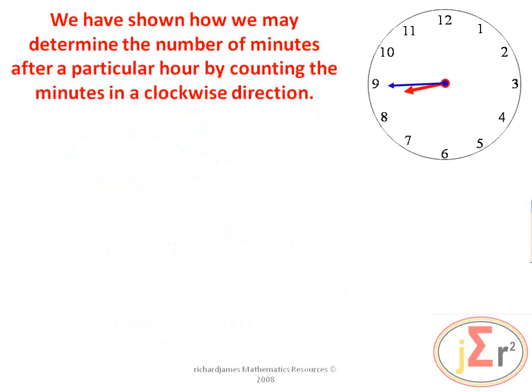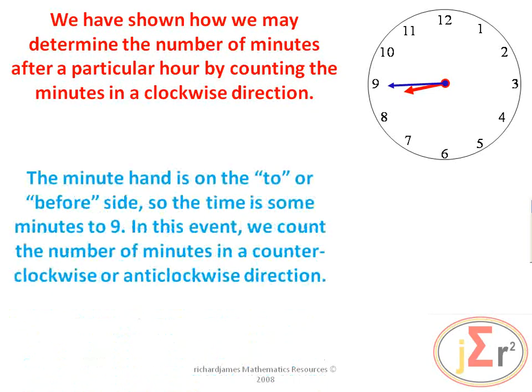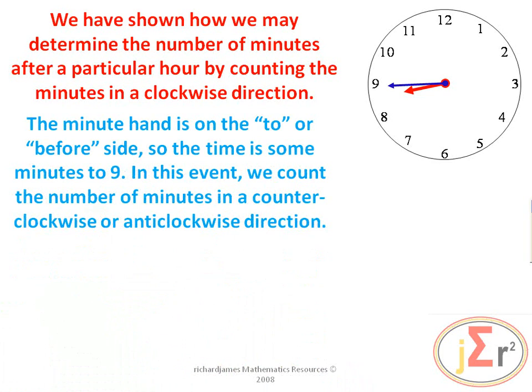We have shown how we may determine the number of minutes after a particular hour by counting the minutes in a clockwise direction. We did that counting like this: 5, 10, 15, 20, 25, 30, 35, 40, and so on. If the minute hand is on the to or before side, the time is some minutes to 9. In this event, we count the number of minutes in a counterclockwise or anti-clockwise direction.